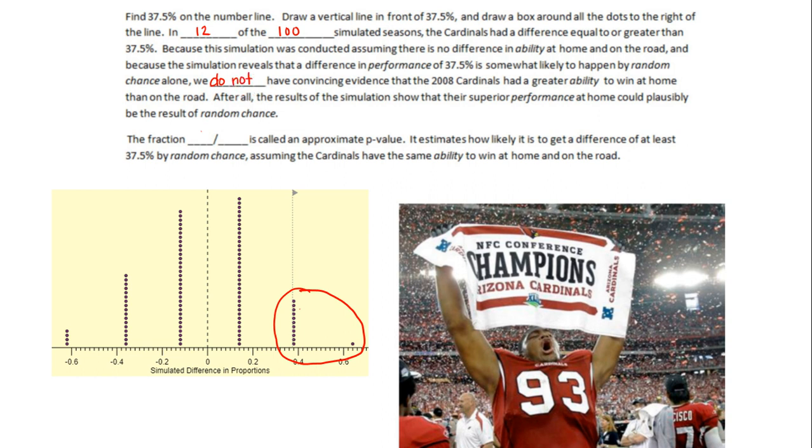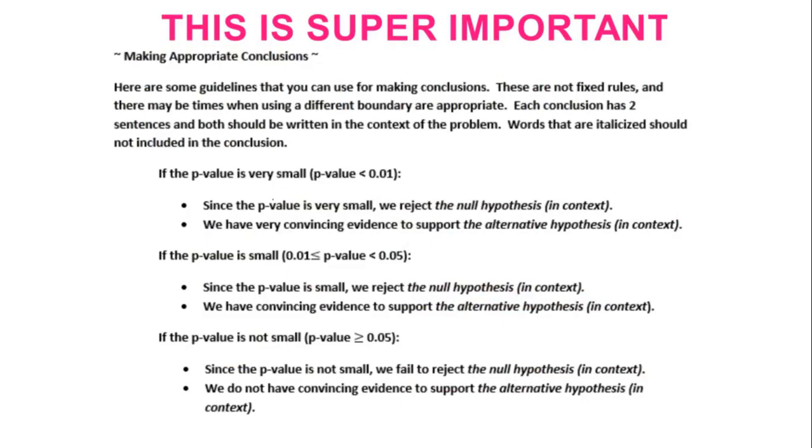After all, the results of the simulation show that their superior performance at home could plausibly be the result of random chance. The fraction 12 out of 100 is called an approximate p-value. It estimates how likely it is to get a difference of at least 37.5% by random chance, assuming the Cardinals have the same ability to win at home and on the road.